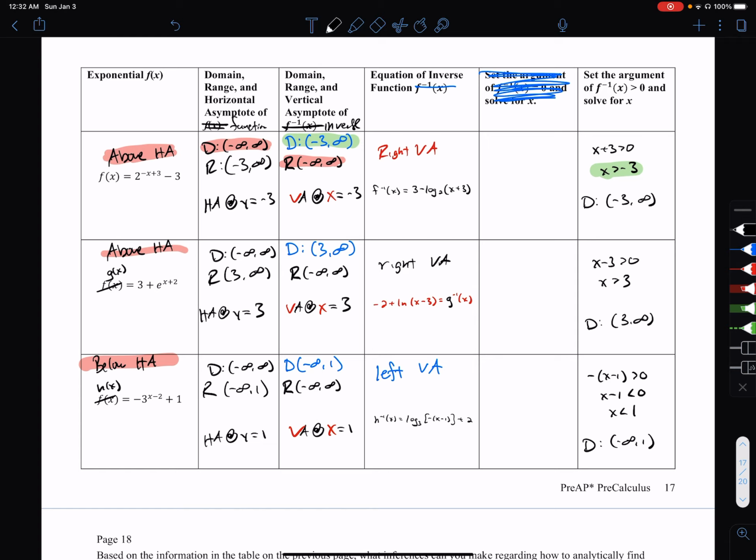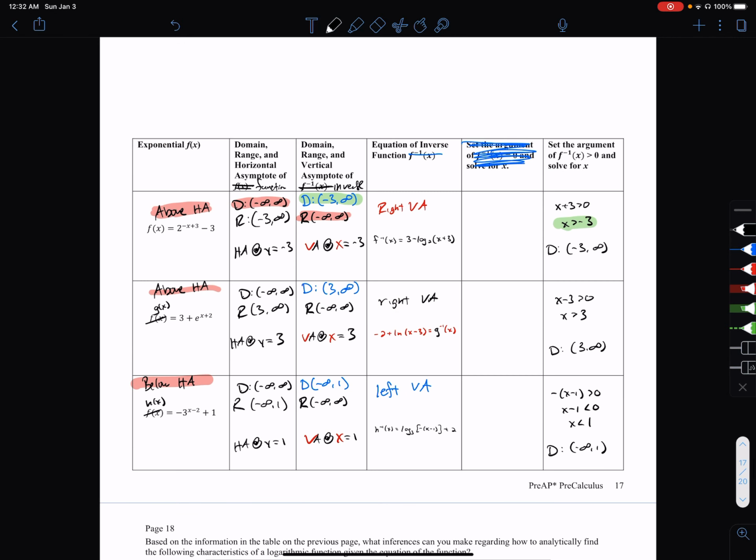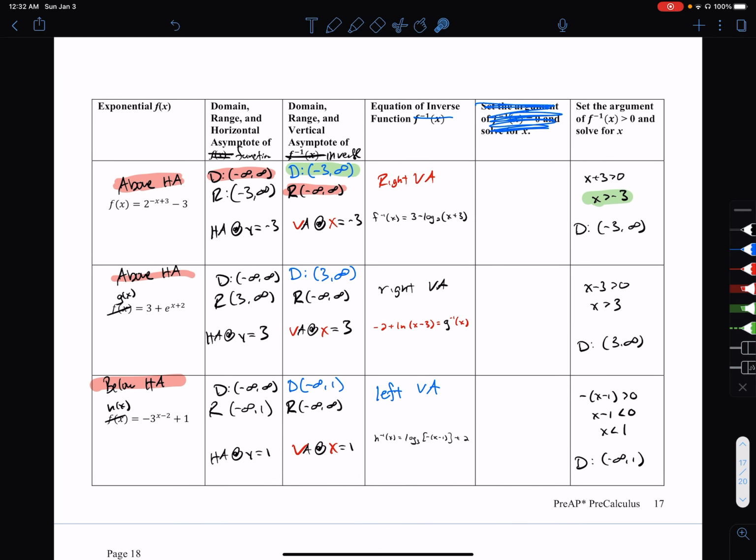So that concludes this video. And that is us just reviewing the fact that the domain of a function is going to be the range of the inverse. A horizontal asymptote of y equals negative 3 becomes a vertical asymptote of x equals negative 3 for the inverse function. Two more videos for this section, maybe 3, I don't know, we'll see what happens.